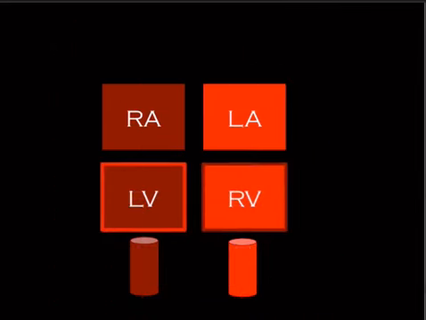Now, here's the good one, which is sometimes referred to as a double discordant, where not only is the aorta hooking up on the wrong side, but the right atrium is actually attached to the left ventricle, and the left atrium is attached to the right ventricle. So there is a switching that is occurring not only at this level, but also at that level.